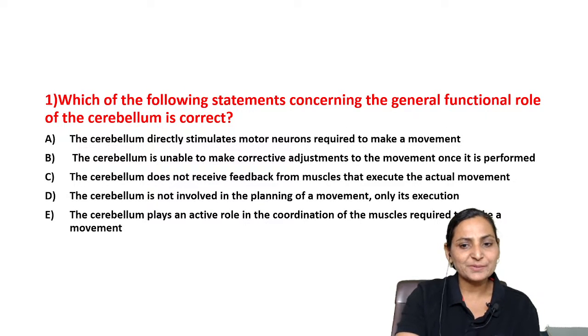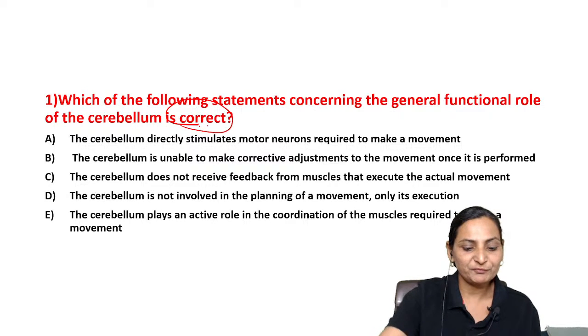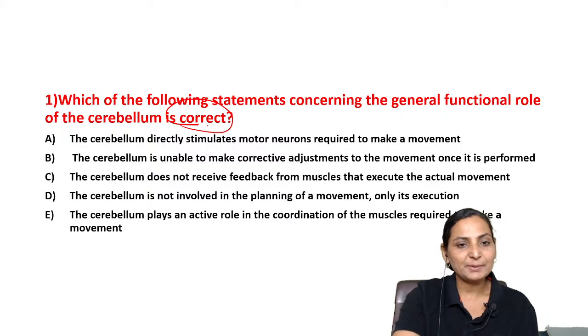Now, just look at one or two MCQs before we start looking into the theory. Which of the following statements concerning the general function of the cerebellum is correct? You have to find the correct statement. Options: the cerebellum directly stimulates the motor neurons required to make a movement; the cerebellum is unable to make corrective adjustments to the movement once it is performed; the cerebellum does not receive feedback from the muscles executing the movement; the cerebellum is not involved in the planning of the movement, only execution; or the cerebellum plays an active role in coordination of the muscles required to make the movement.